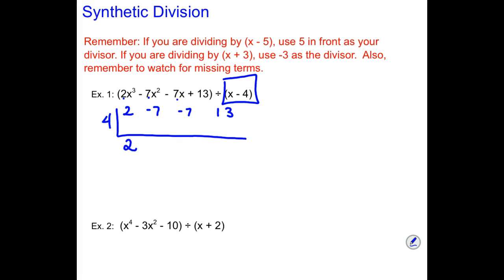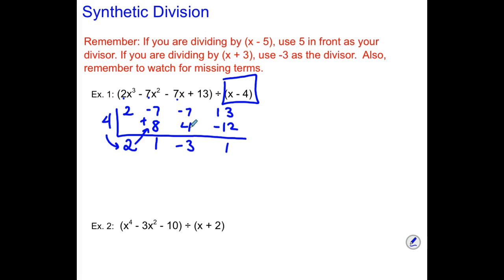I start by bringing down the first 2, and then I multiply the 4 times the 2. That gets me 8. I write it up there, and then I add my columns down. We continue that process. 4 times the 1 is 4. Adding my columns, I have a negative 3. 4 times the negative 3 gets me negative 12. Adding gets me a 1.